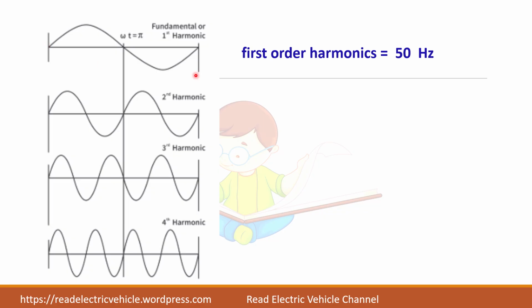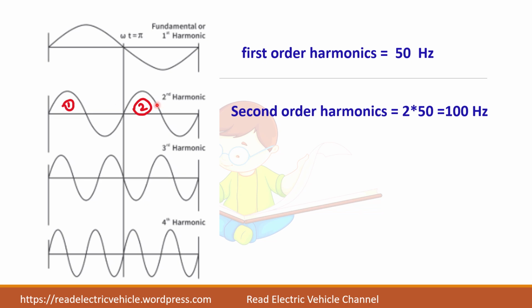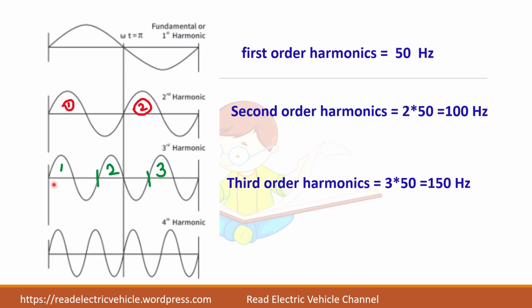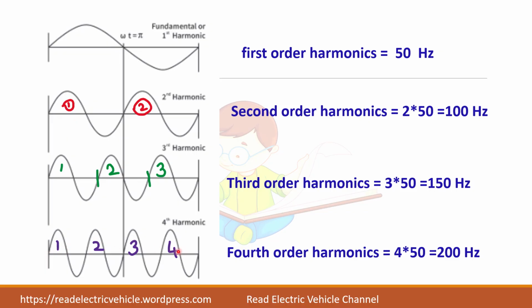You can see here this is one complete cycle, which is the first order harmonic or fundamental harmonic. In the second harmonic, you have two sine waves within this one period. Then for third order, the frequency is 150 Hertz, so 3 waveforms should be there. And fourth order means 4 waveforms will be there. One positive, one negative, positive, negative, positive, negative, positive, negative.